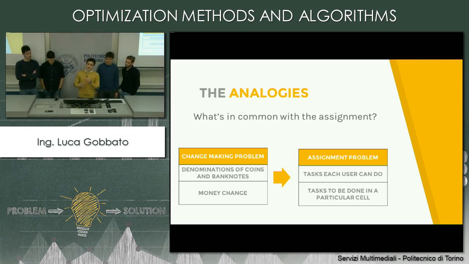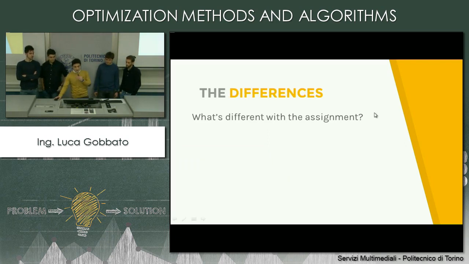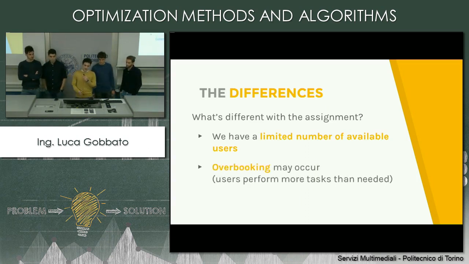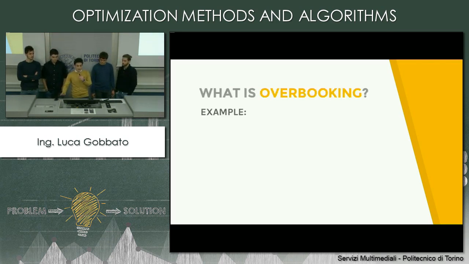But we could not just use the change-making algorithm as it was. In fact, there are also some important differences. First of all, we have a limited number of available users, while in the change-making problem, we were only limited by the types of available banknotes and bills and coins, not their number. Furthermore, in our case, overbooking may occur, meaning that users may perform more tasks than needed.